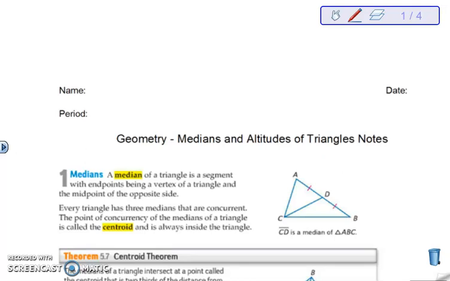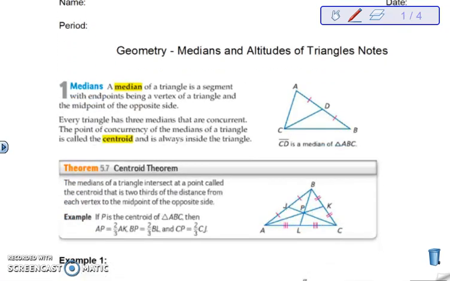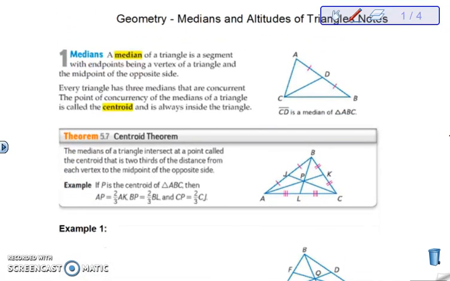Alright, welcome. Today we are talking about medians and altitudes of triangles. A median is basically any line that comes from one vertex of the triangle and hits the opposite side at the midpoint. So as you can see, it's always going to split the opposite side in half, but it's not necessarily coming in at a right angle.